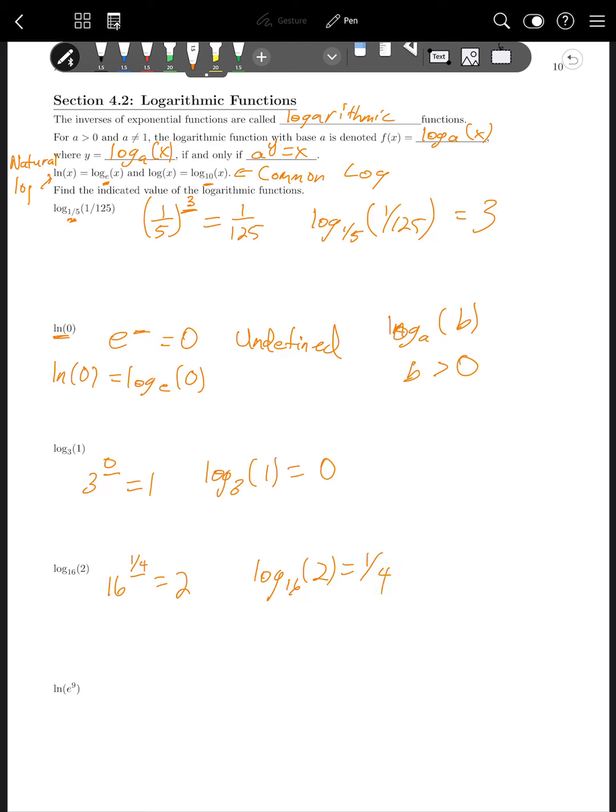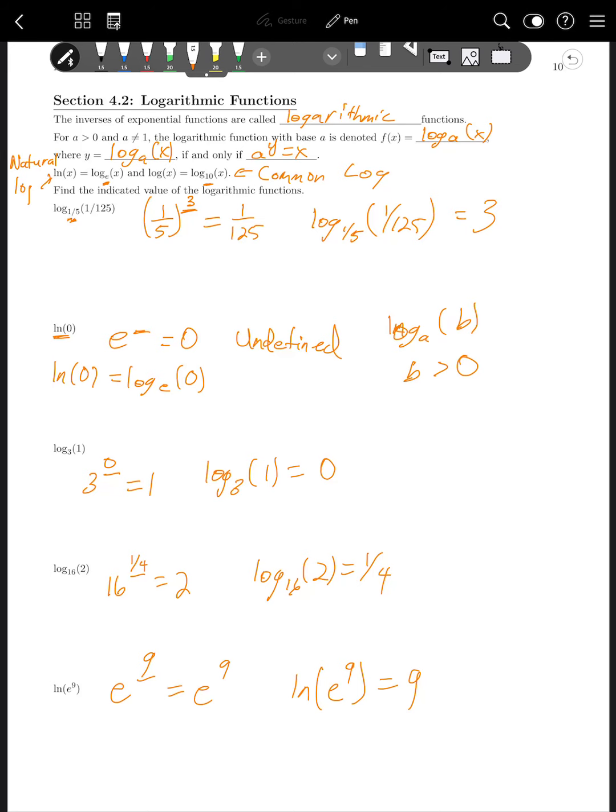And last but not least, the natural log of e to the 9th would be e to the blank equals e to the 9th. Well, that obviously needs to be 9. So the natural log of e to the 9th is 9. One of the rules we'll get to in the next section is that when you have the base of a logarithm and the base of an exponential composed together like this, they cancel each other out, and you just get whatever the exponent is.